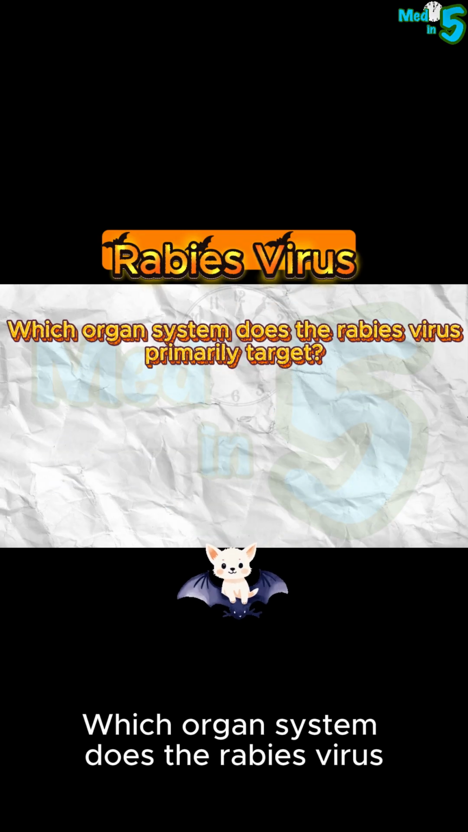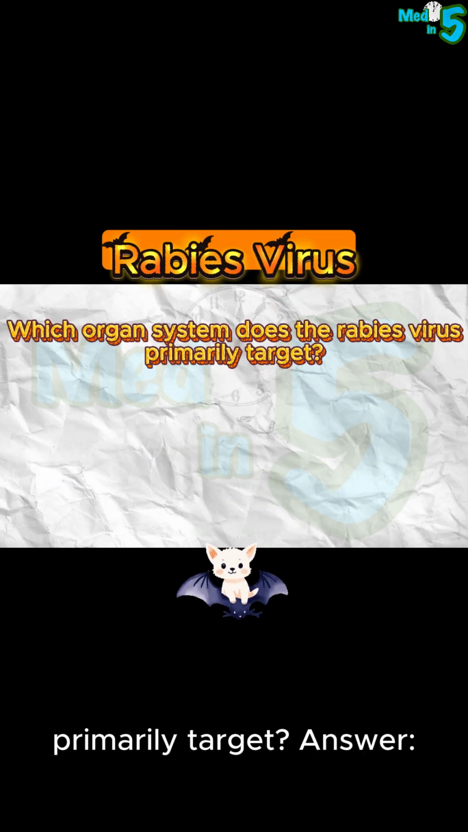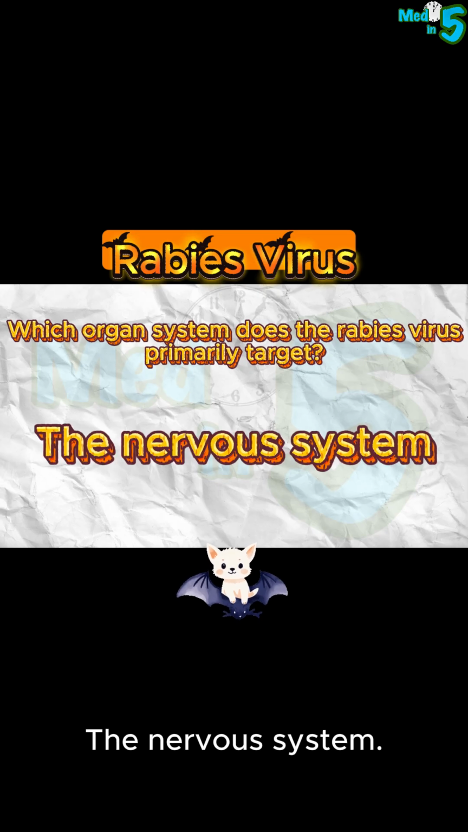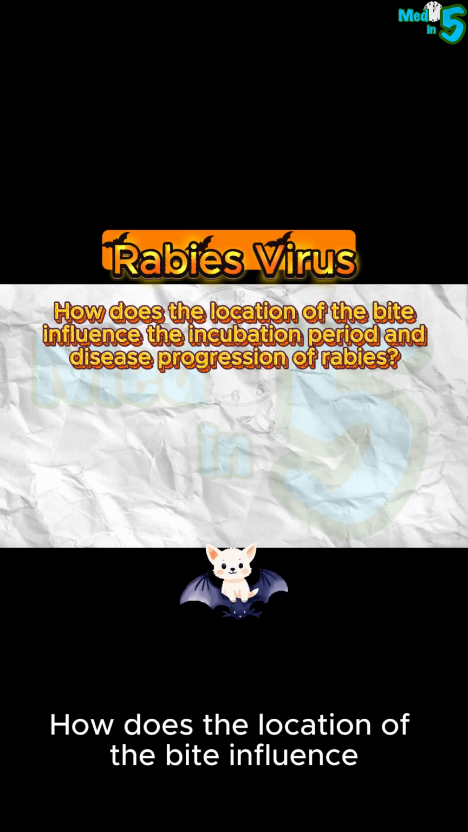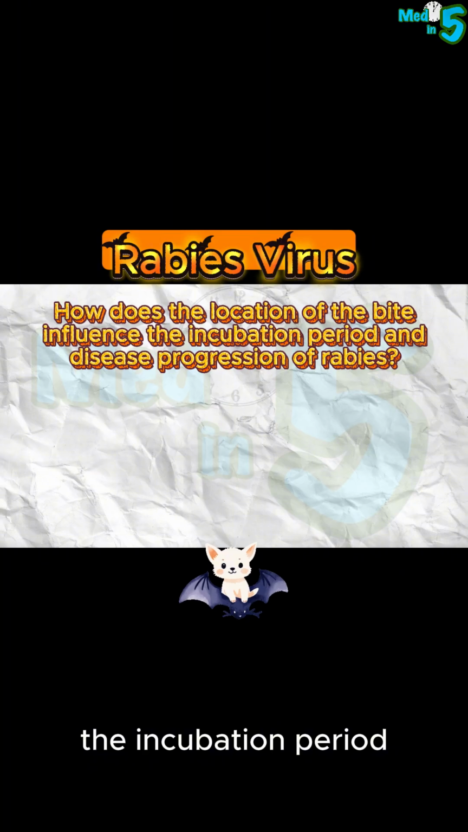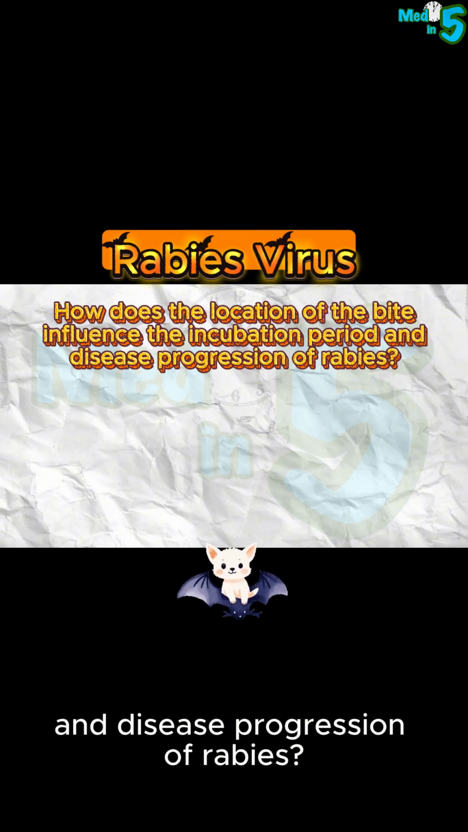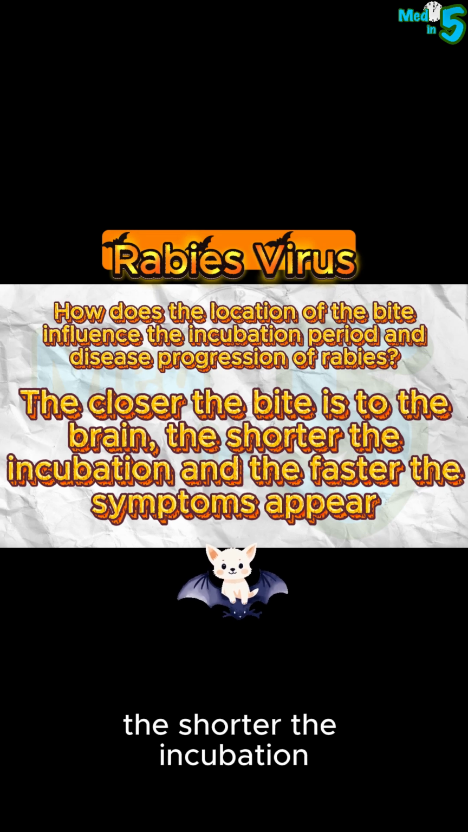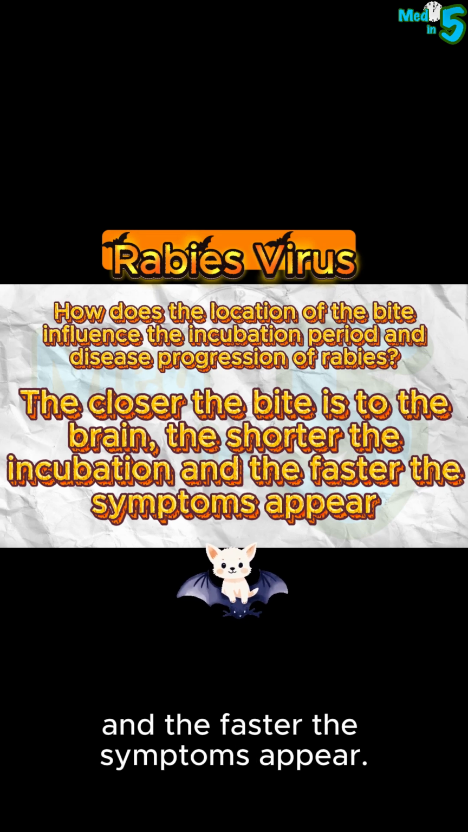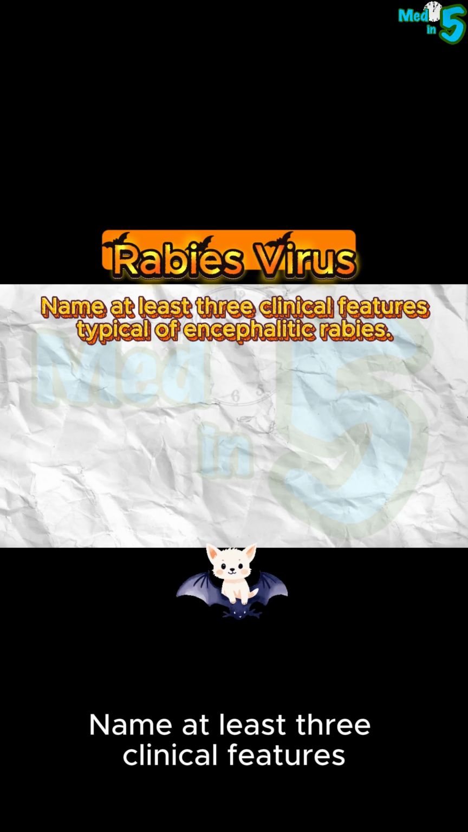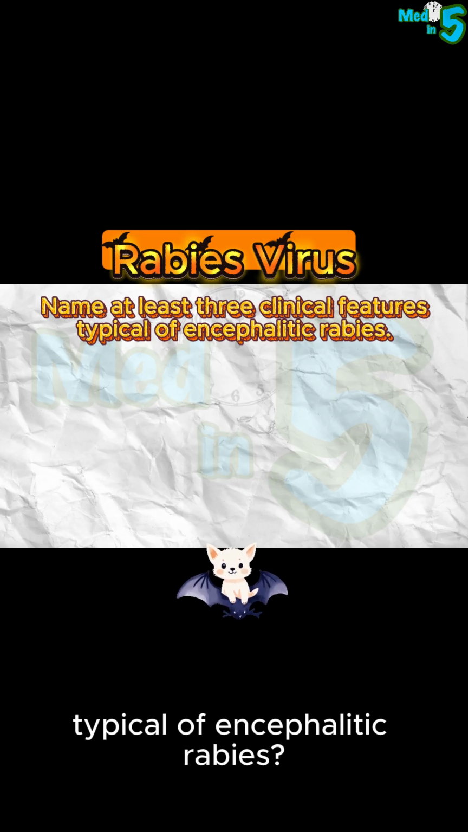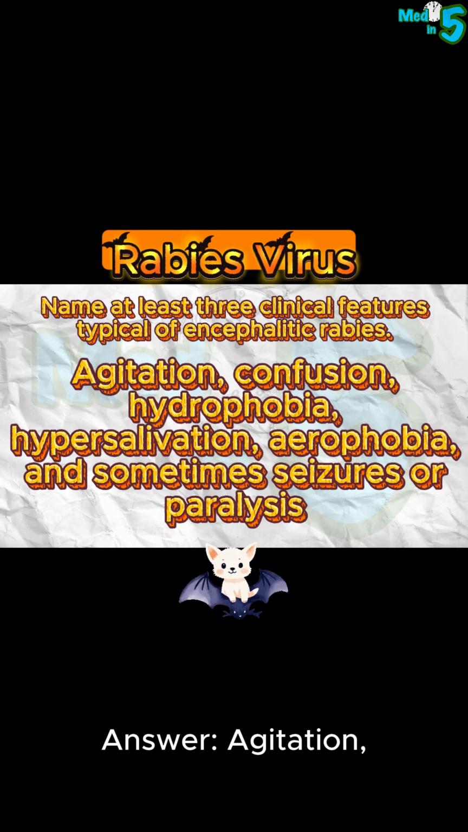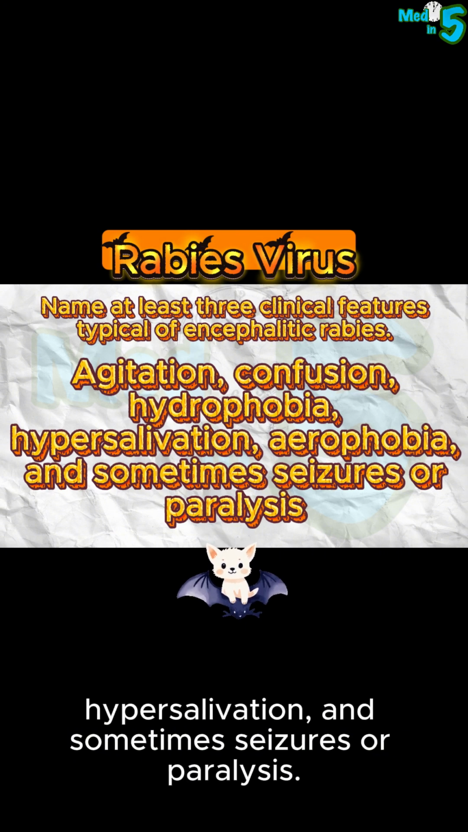Which organ system does the rabies virus primarily target? Answer: the nervous system. How does the location of the bite influence the incubation period and disease progression of rabies? Answer: the closer the bite is to the brain, the shorter the incubation and the faster the symptoms appear. Name at least 3 clinical features typical of encephalitic rabies. Answer: agitation, confusion, hydrophobia, hypersalivation, and sometimes seizures or paralysis.